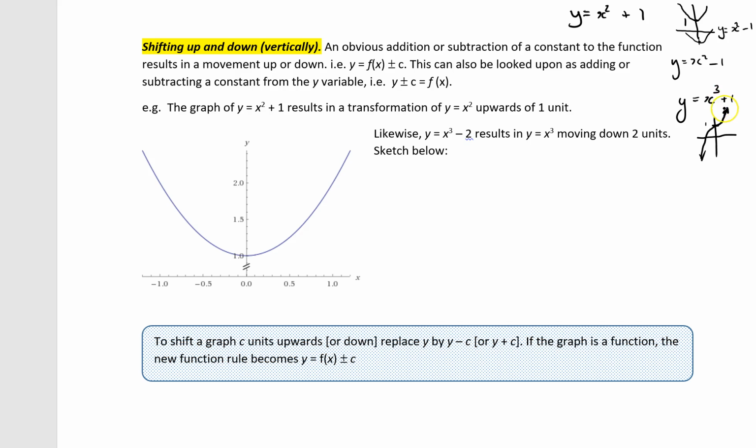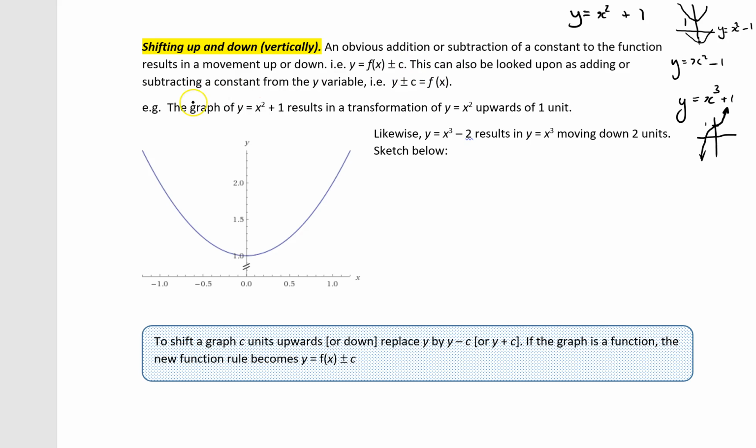Now, it's important to note the difference between adding 1 onto the function and adding 1 directly to the x, which was in the previous video and had a very different result in the positioning of the function. So now we're really adding on to the function.